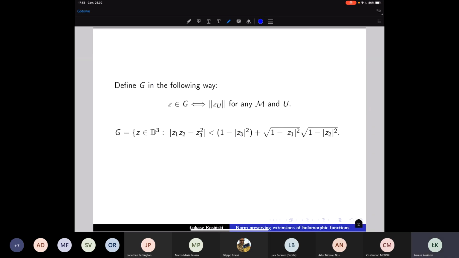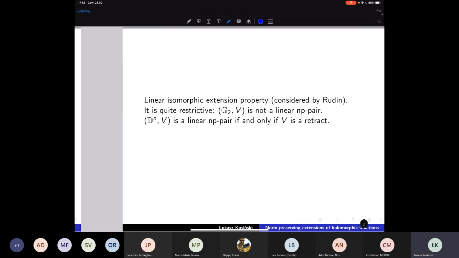And actually we can compute this explicitly. G is the set of points in the polydisk that satisfies this equality. I don't see how to do convexity from this formula actually. That's why I mentioned that G is convex. And we can show that G is convex and V, so V here is this set, is an NP pair. So as we see, cusps are also allowed. So V can be anything.